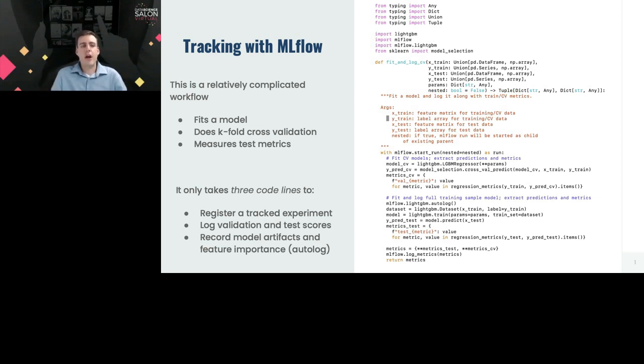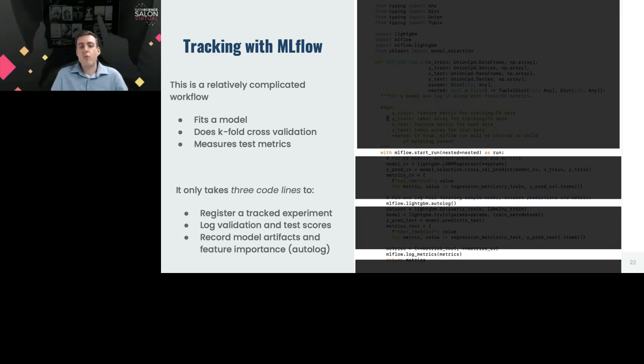So in this block of code, I fit a model, I do k-fold cross-validation, and I measure test metrics. But only 3 lines of this are related to MLflow. I have 1 line to register an experiment and start tracking. I have another line that enables auto logging for LightGBM, which enables the capture of the parameters, as well as the artifacts, the feature importance, and the model artifact itself. And finally, there's 1 line below to record metrics. So I have a Python dictionary of metrics, and I make 1 function call to ship all of those metrics off and be logged.